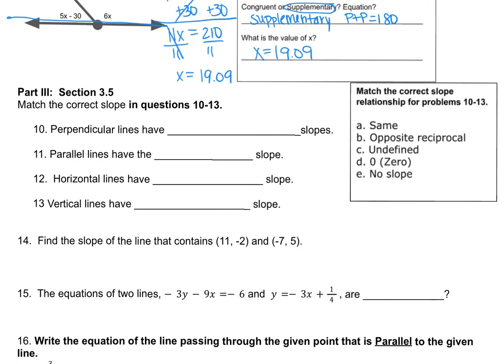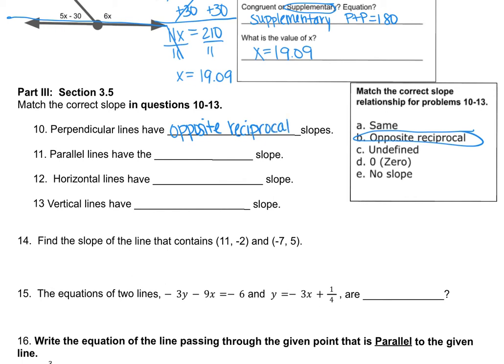All right, for part 3, it says match the correct slope in questions 10 through 13. And over on the right side, they've got kind of like an answer bank over there. So number 10, it says perpendicular lines have blank slopes. So if you remember, we said for perpendicular lines, you need to change the sign and flip the fraction of the slope, and the fancy words for that are opposite reciprocal. So that is our answer here. Perpendicular lines have opposite reciprocal slopes.